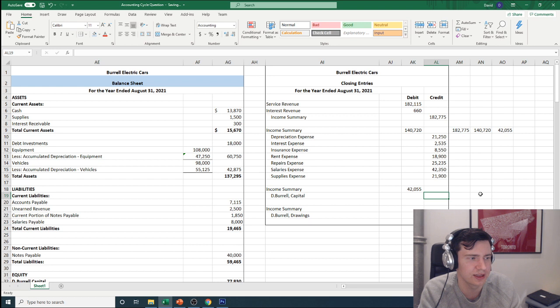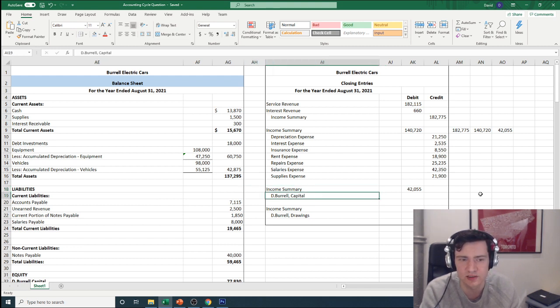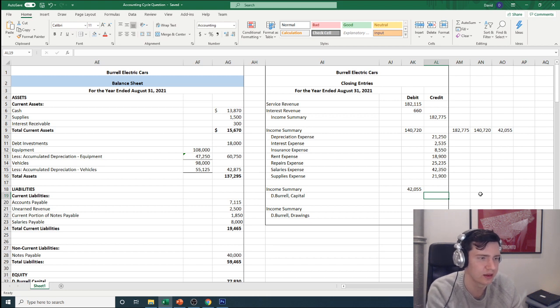And we're transferring that to capital because remember, we're retaining all of this income earned for the year and moving it from the temporary account, income summary, to the permanent account, retained earnings, because retained earnings is on your balance sheet permanently. It's always going to be there. It's going to show the accumulated income less any dividends that your company has earned. And then we're going to transfer that entire amount, 42,055.